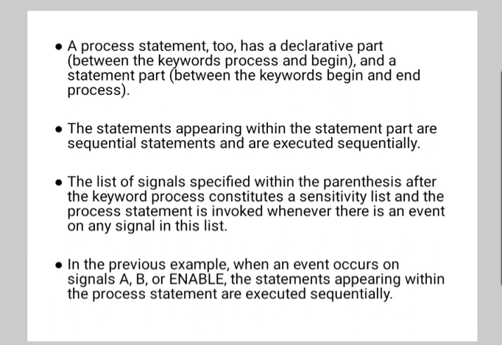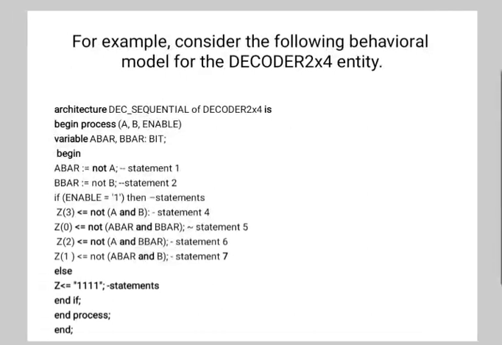The list of signals specified within the parenthesis after the keyword process constitutes a sensitivity list, and the process statement is invoked whenever there is an event on any signal in this list. Here, when an event occurs on signals A and B, the statements appearing within the process statement are executed sequentially in this example.